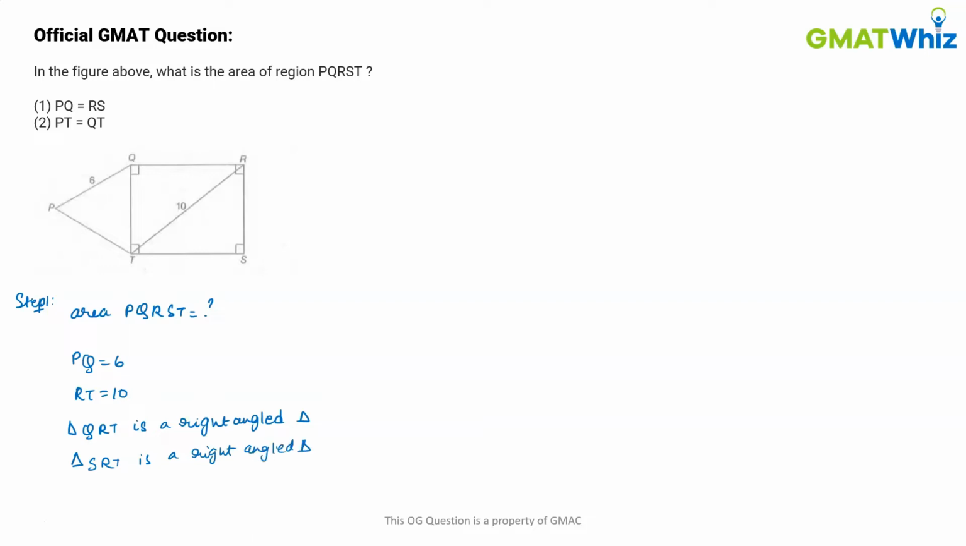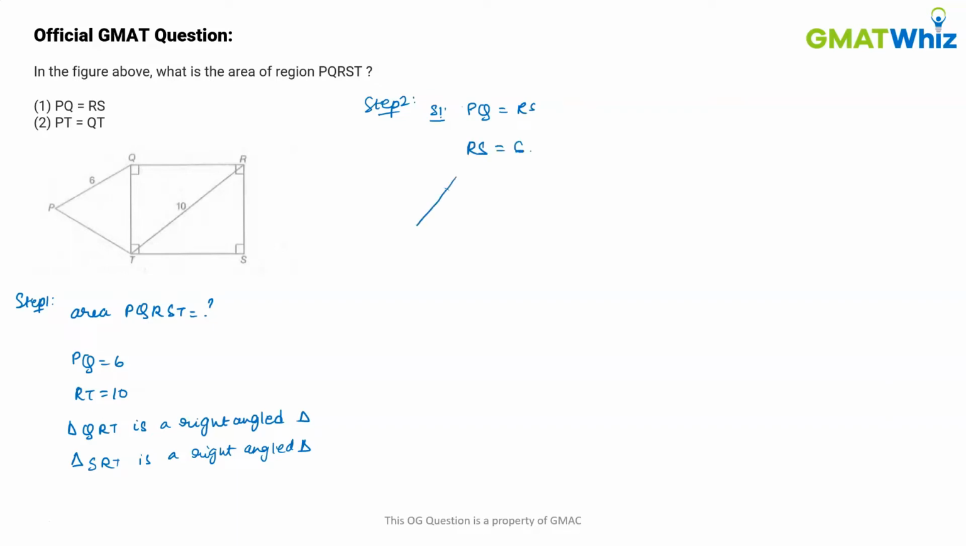Now, to find the area of the given region, we should know the length and breadth of the triangle and the sides of P, Q and T to find the area of the triangle. Let's move on to step and analyze the statement 1. According to statement 1, PQ is equal to RS. This means that the value of RS is equal to 6.